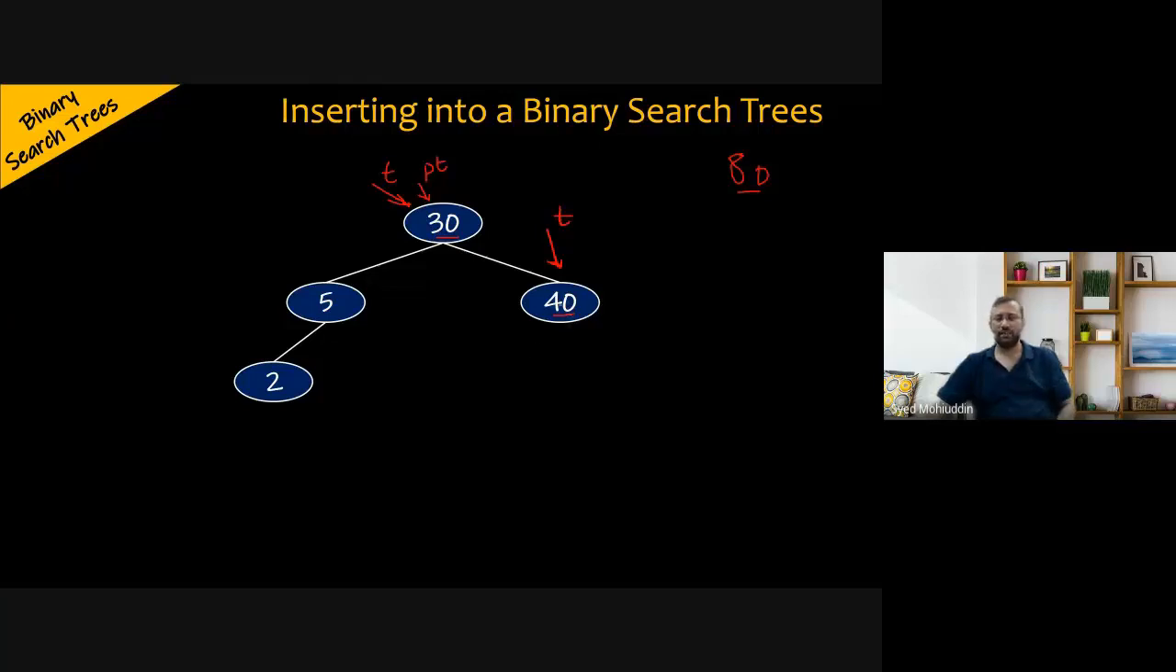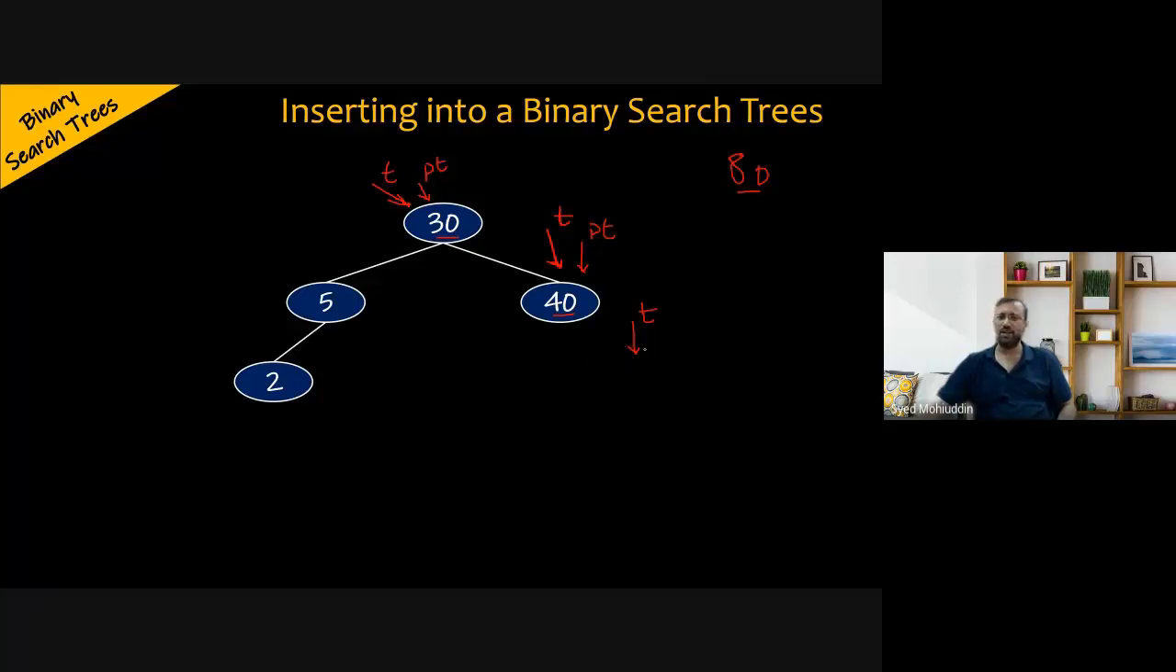Or if it is greater than, we will move to the right. Now it is greater than. So what we do is, we move t to the right subtree, the right child, and we move pt. We were using two pointers, pt and t. We make t as pt and then move t to the right child. So pt will be pointing to the parent, t will be pointing to the child, though there is no child over here. Now again we compare, but there is no element here.